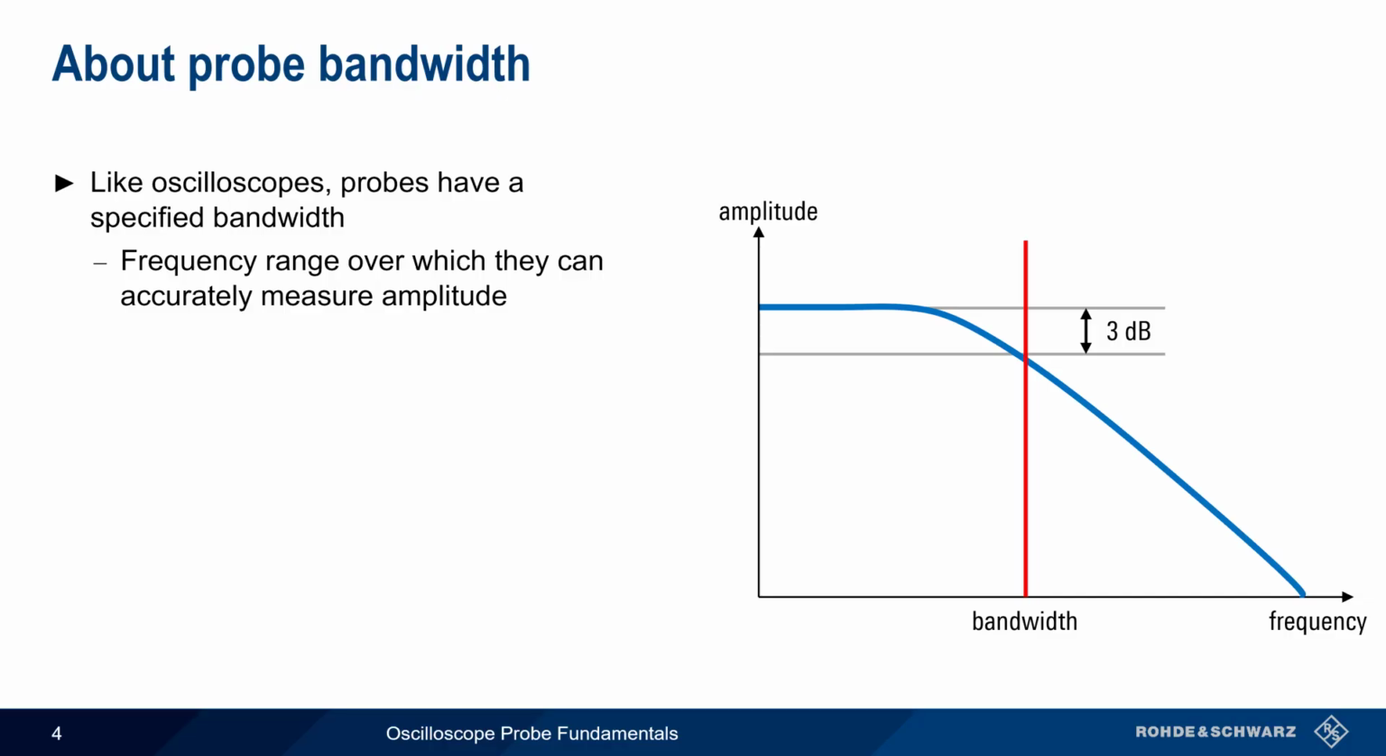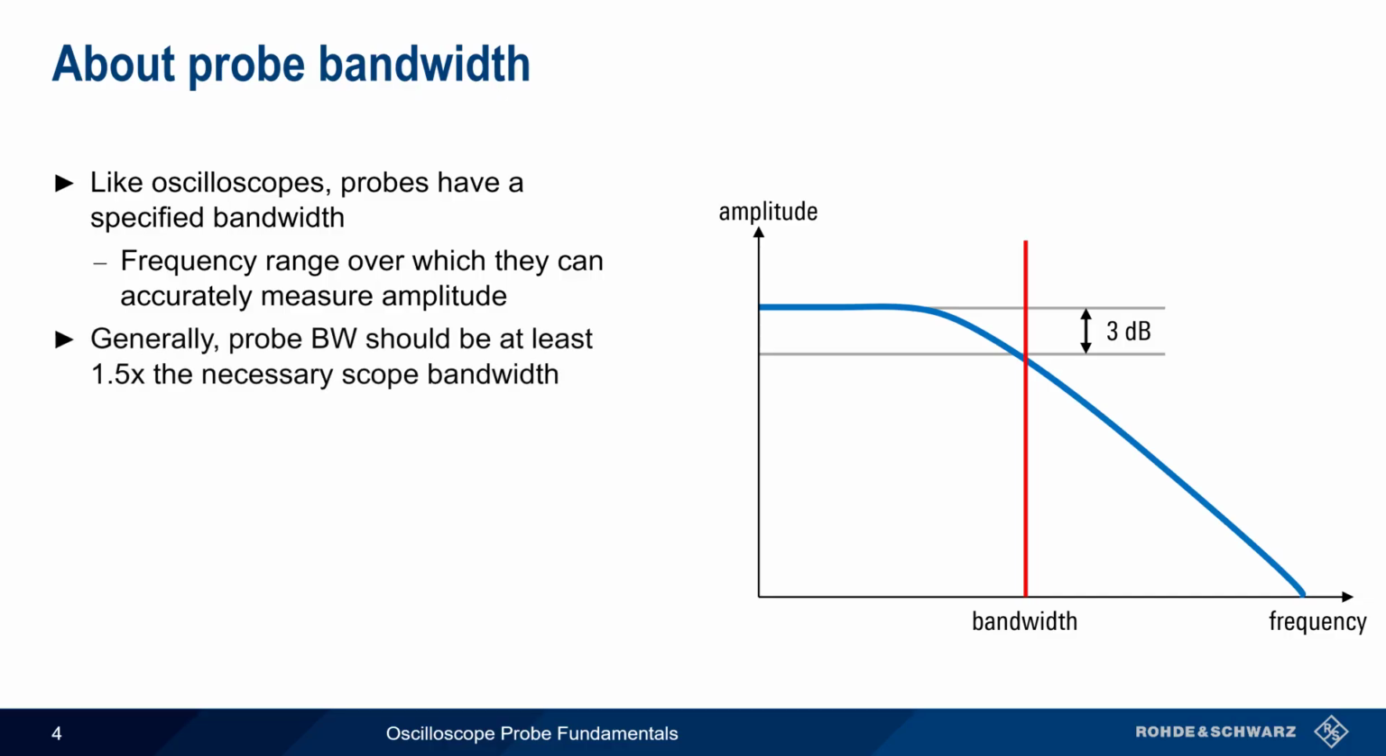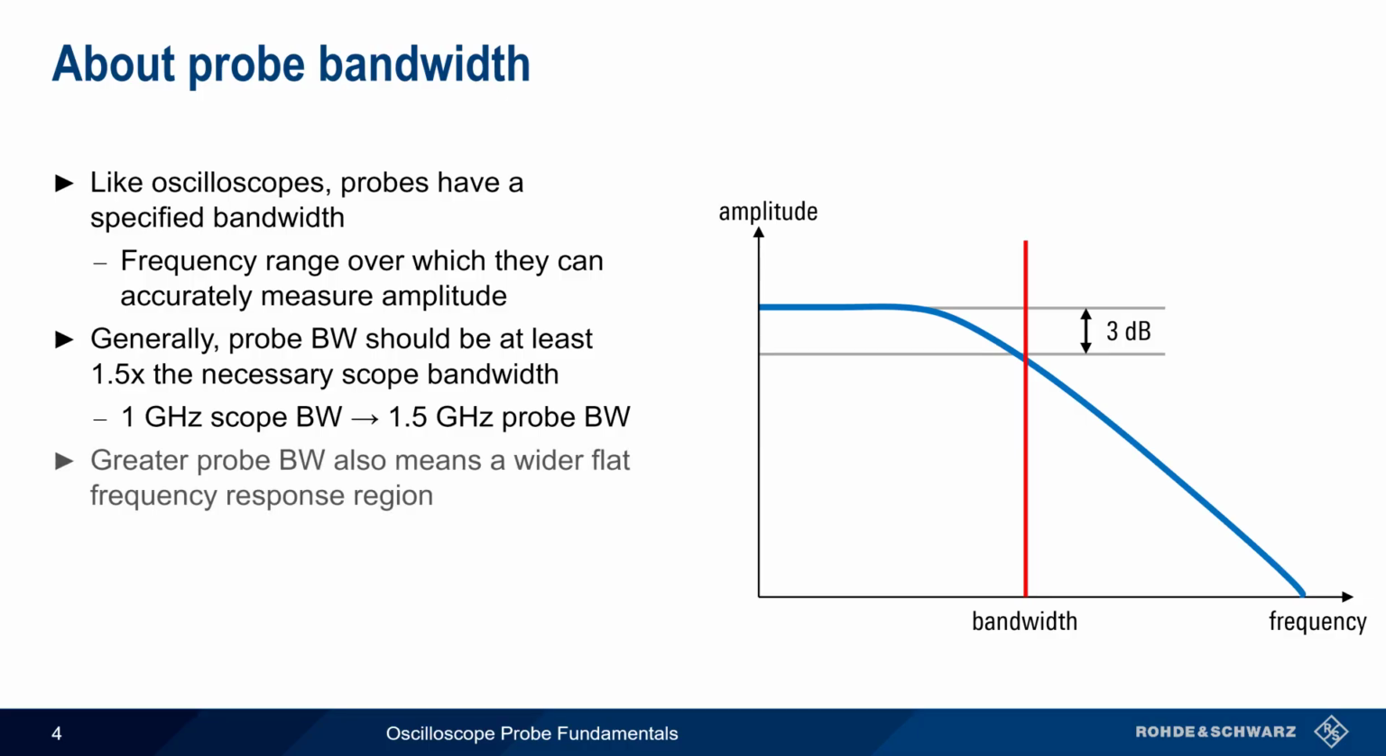When choosing a probe, a good rule of thumb is that the probe bandwidth should be at least 1.5 times the necessary scope bandwidth. That is, if we need 1 GHz of scope bandwidth for a given application, we should choose a probe with 1.5 GHz of bandwidth. Having greater probe bandwidth also means more accurate measurement of the signals within the so-called flat frequency response region, and this in turn can increase overall measurement accuracy.